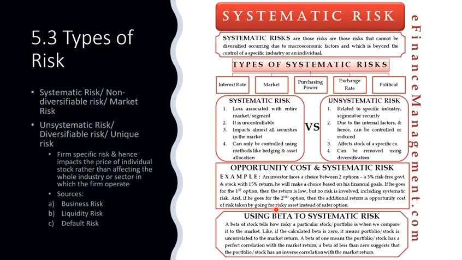Next kita pergi pada unsystematic risk. Unsystematic risk ataupun known as diversifiable risk or unique risk. Firm specific risk and hence impacts the price of individual stock rather than affecting the whole. Ni dia efek satu segmen je. Kalau systematic tu dia impact whole, all securities in the market. Okay, so kita ada 3 sources of unsystematic risk, that are business risk, liquidity risk and default risk. Ni pun ada dalam page 217.